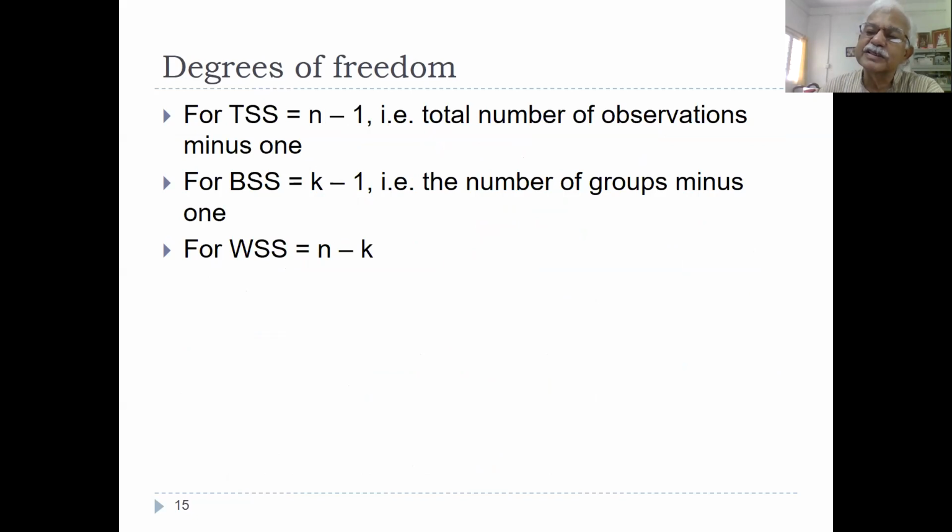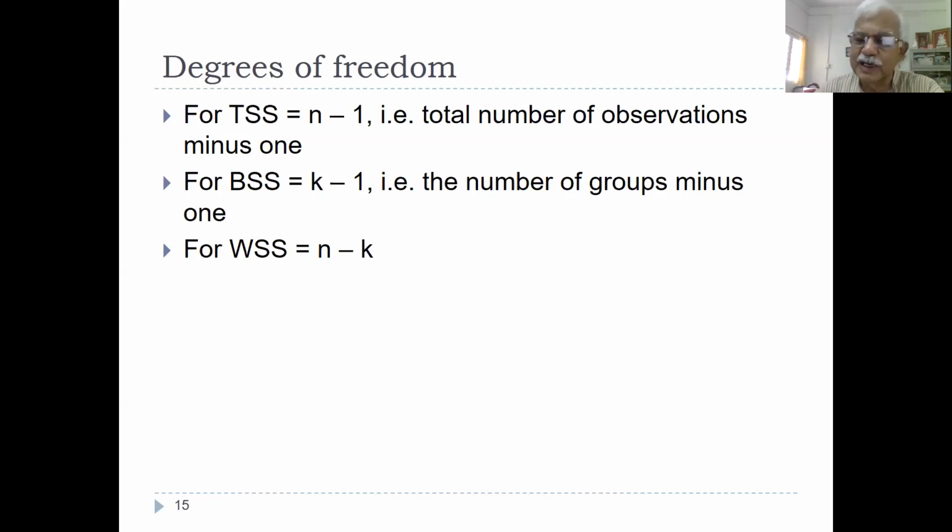Since the F distribution can be defined only in terms of degrees of freedom, we have to say something about degrees of freedom also. For the overall data, the degrees of freedom for the total sum of squares would be n minus 1, where n is the number of observations. You know, this is how you compute variance in sampling theory: sum of squares divided by degrees of freedom. So the sum of squares of observations minus the grand mean, divided by the number of observations minus 1.